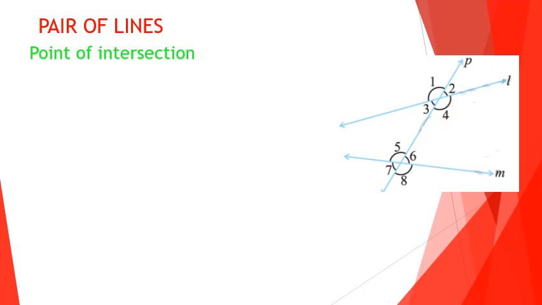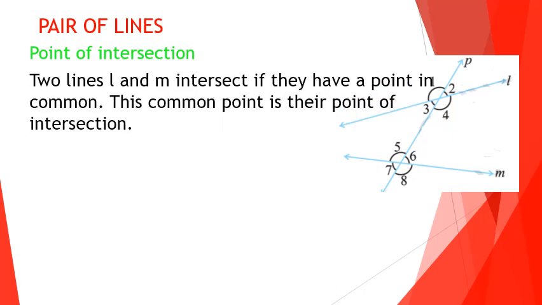Here first we can discuss the point of intersection of lines. What is meant by point of intersection? Two lines L and M intersect if they have a point in common. This common point is their point of intersection.